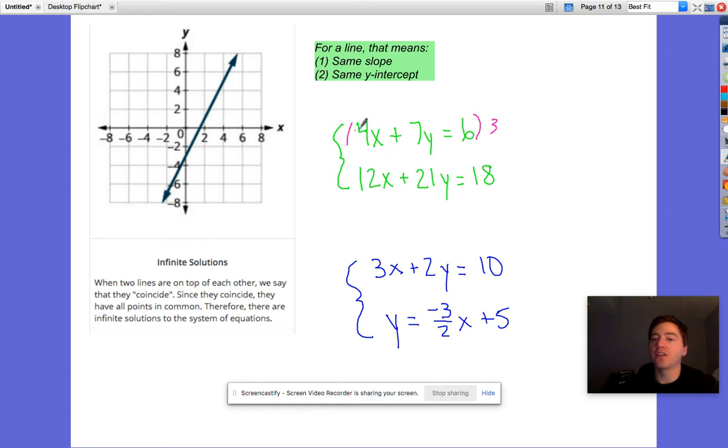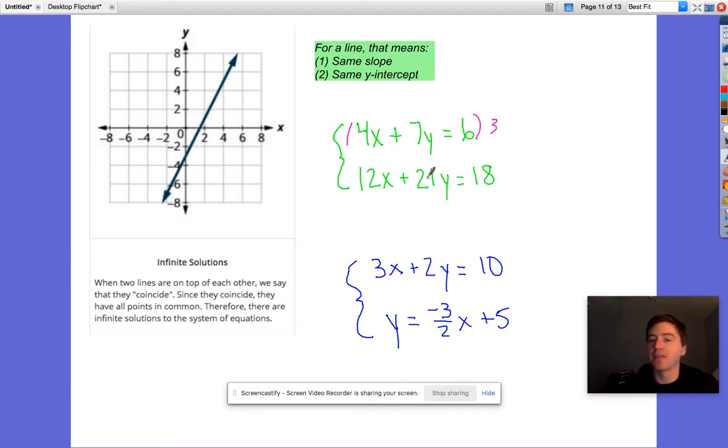So you could either multiply this by 3 and it would be literally the same equation, or you could divide this one by 3 and it would be literally the same equation. So they are the same equation. And we know you can multiply or divide everything in an equation to get the same thing. That's an easy way to spot them. Like, okay, yeah, this is going to be infinite solutions.